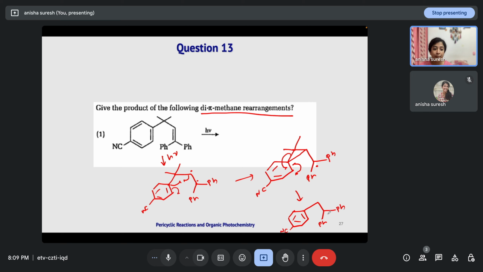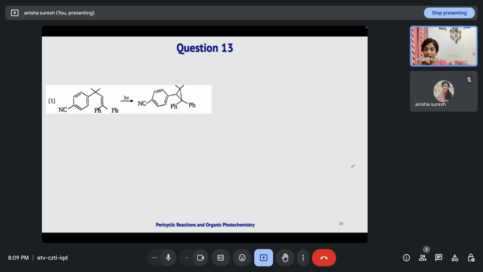Ph, Ph dot, Me dot, that will undergo recombination, leading to formation of the final product. CN, Ph, Ph, Me. So this will be the final product that is formed in the reaction. So you can see this is the final product. So once again we can discuss the mechanism.